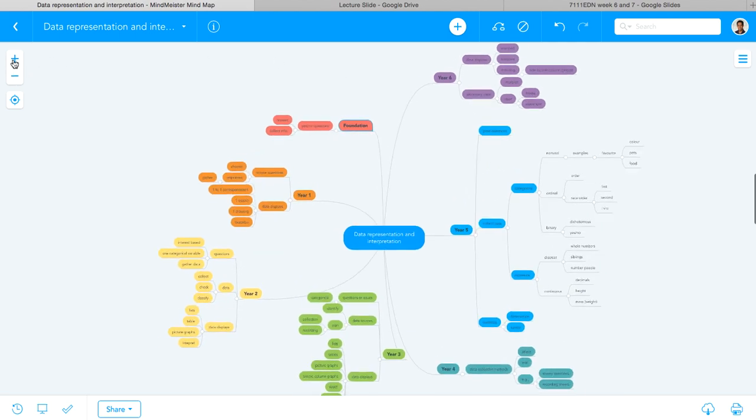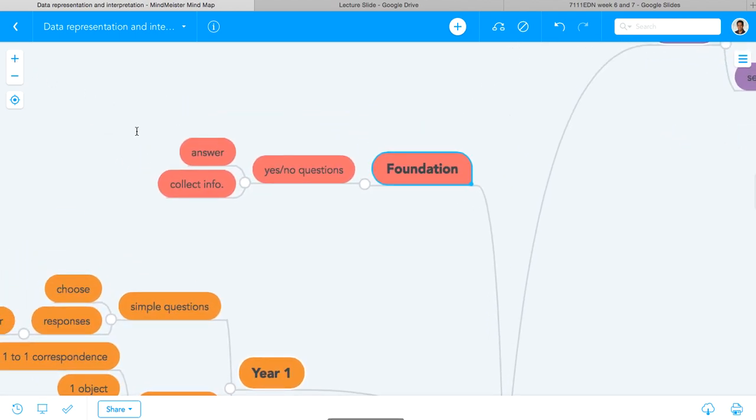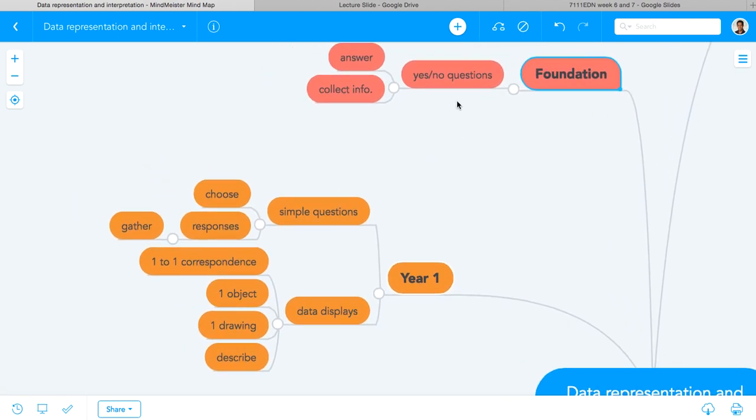So let's quickly zoom in and have a look at what foundation are doing. So remember, foundation, they're just doing yes, no questions. Did you walk to school today? Yes or no? Are you having a sandwich for lunch? Yes or no? So they answer the question, collect information. So very much a binary option of yes, no.